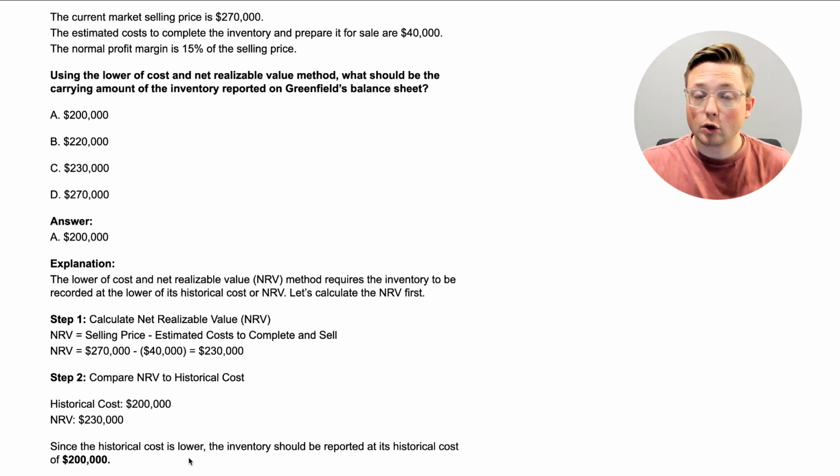So we're going to do one more question just to kind of hit it home one more time. And then from there, we're going to talk about the lower of cost or market, which I think is more confusing and more complex. So let's do one more question for lower of market or NRV.